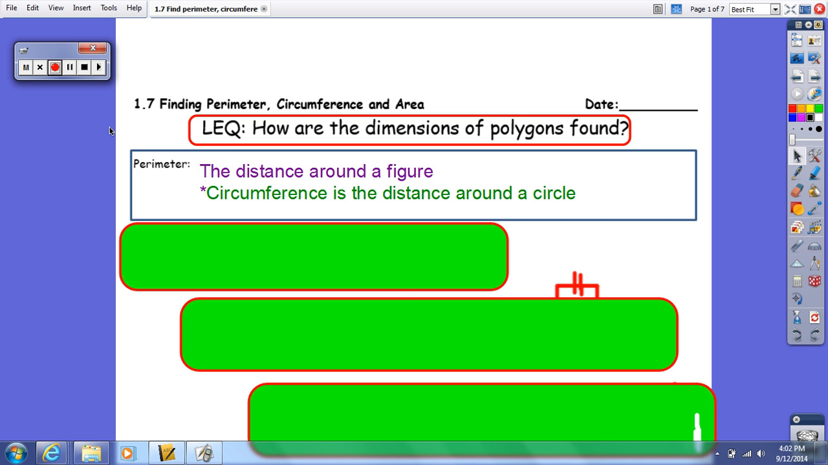So the other day you learned about polygons, and today you're going to learn about how to find dimensions like perimeter and area. And then we're also going to look at circles and find area and circumference of circles.